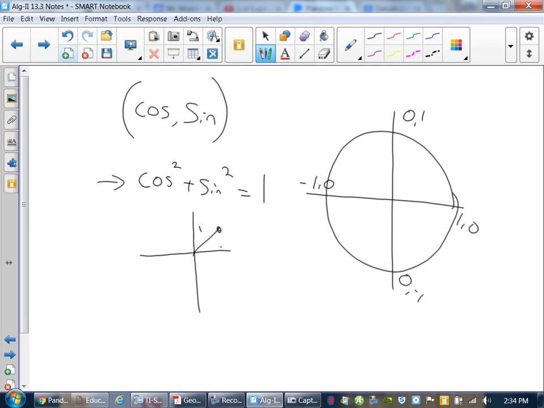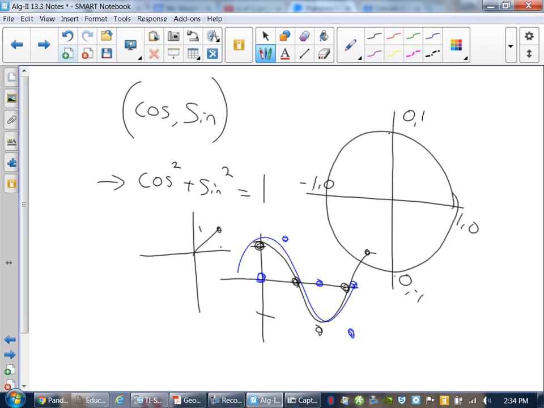0, 1, 0; 0, 1, -1, 0; and 0, -1. As you go around a circle, where does your cosine value start? It starts at 1. Then where does it go? To 0, then -1, back to 0, and then eventually back to 1. There's a cosine graph. Where does sine start? 0. Goes to 1, back to 0, goes to negative 1, back to 0. There's a sine graph.